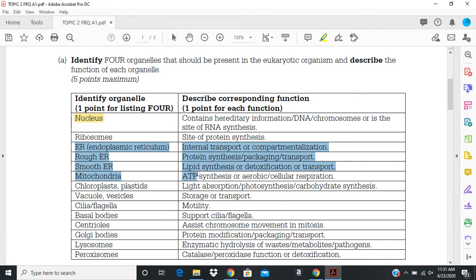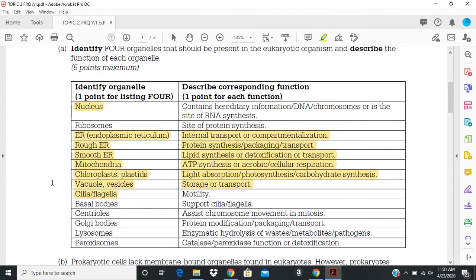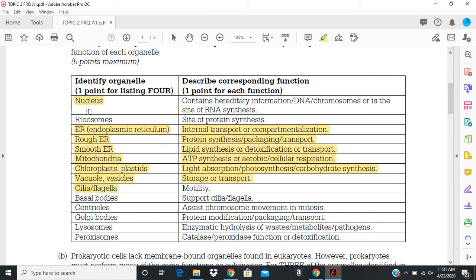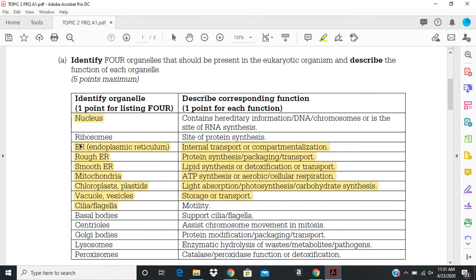Okay, and their functions. That's what you wanted to talk about, and that's where you would get your points. Okay, we don't want cilia and flagella. And so that's the first part. And you had to mention any 3 of these. This has 4. We modified it a bit.